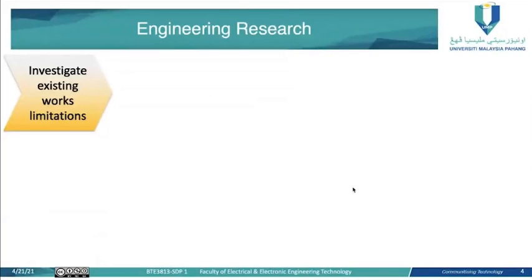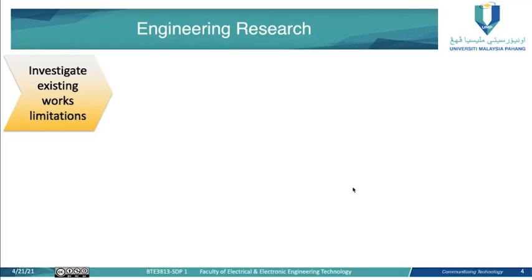So what are the steps you need to carry out in order to accomplish your engineering research, either for your final year project or for master students and so on? The first step is investigating the existing work's limitations. This is the first step you need to do when you start your SDB 1. You need to explore the existing work which is related to your system. As we mentioned before, we have keywords, and we are going to find related words to our keywords.